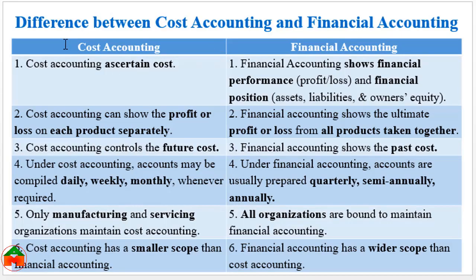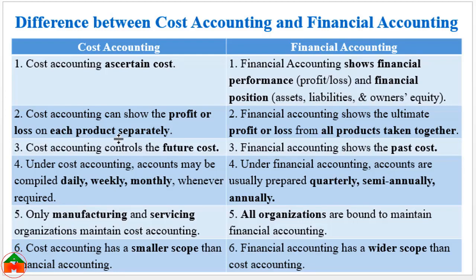So here we can see the difference between cost accounting and financial accounting. We already know that cost accounting is a part of accounting. The first difference is that cost accounting ascertains or determines cost. On the other hand, financial accounting shows the financial performance and financial position. Generally, for showing financial performance, we prepare the profit and loss account or income statement, and for showing financial position, we prepare the balance sheet where we show assets, liabilities and owner's equity.